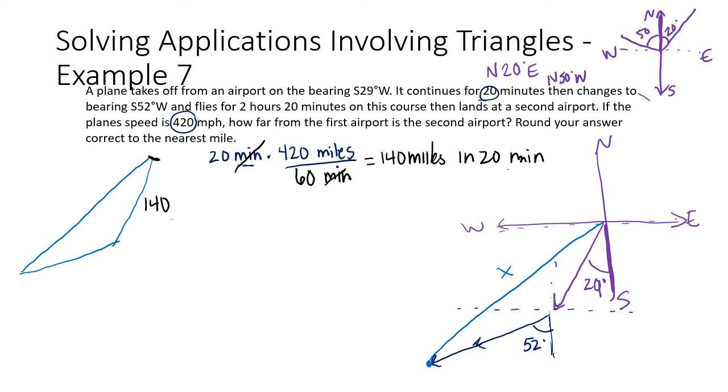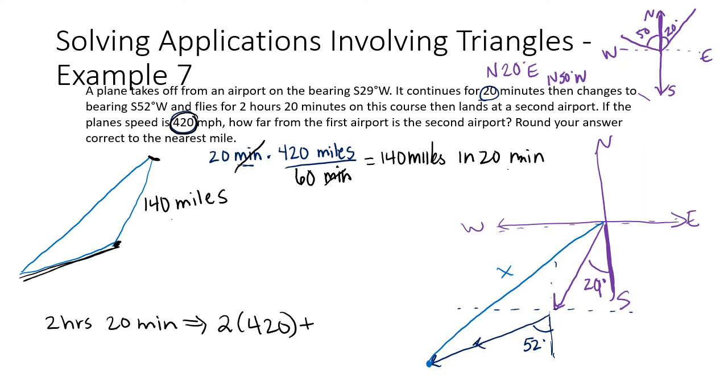So from the first airport, before it changed its direction, it flew 140 miles. And then it flew in this direction to the second airport in 2 hours and 20 minutes. Well, to figure out that distance, each hour it flies 420 miles an hour. So 2 hours times 420. And then it went for another 20 minutes, which I just found was 140 miles. So that means it went 980.